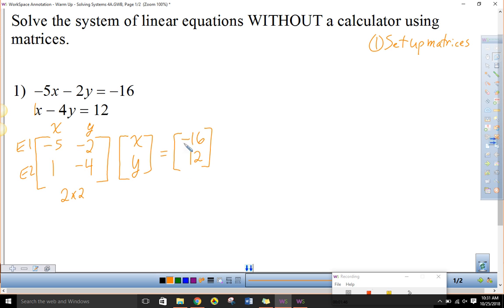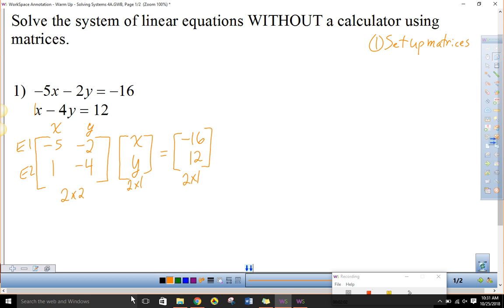And what are the dimensions of this guy? This guy's a 2 by 1, and this guy is a 2 by 1. Okay. So the key is I want to know what x and y equal, which means I need to take this guy and move it over to here somehow. How, right? What is that called when you break something off on an equation and you move it to the other side? When you undo something like that.